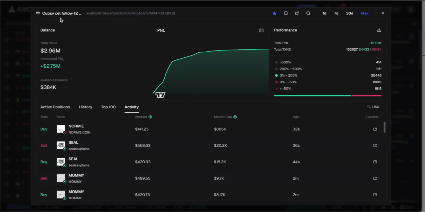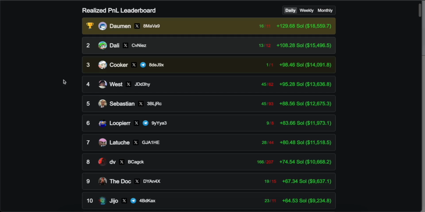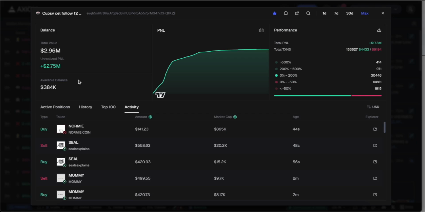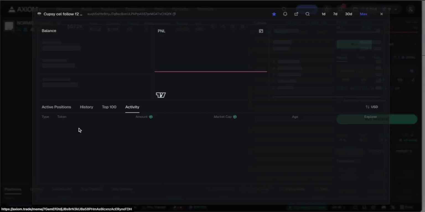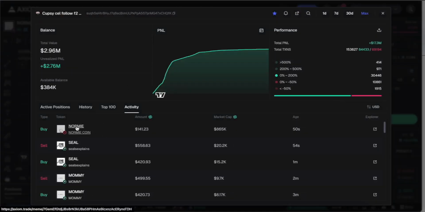Cupsy is a pretty big Kol that people follow, and clearly he's making money. But this is from all those copy traders. None of these Kols probably would actually be successful on their own. It's really just because they have copy traders. So when they buy, their copy traders will pump the price. We can even check this one out that he bought.